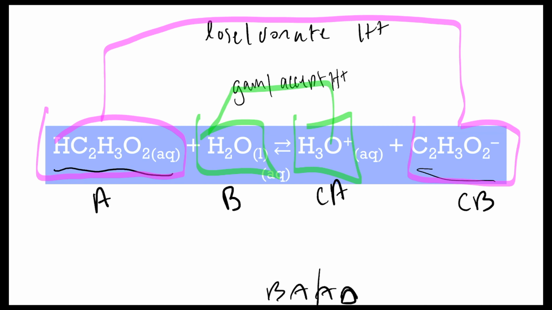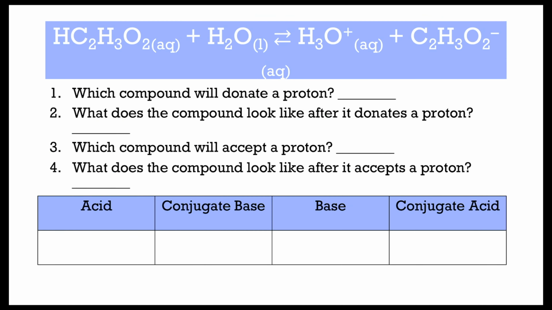So if we look at it in terms of the worksheet, which compound donates the proton? Well, that's this. What does it look like after it donated? C2H3O2 minus. Again, the only thing different between those two things is an H. Then H2O can accept a proton, and once it does, it looks like H3O plus.